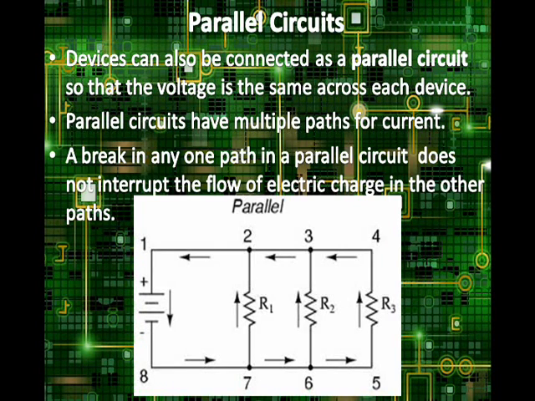If you break any one path in a parallel circuit, it does not interrupt the flow of charges for the electric charge in the other pathways. So let's pretend, like right here, this resistor, we took it out, or it had blown, like maybe it had broken. The pathways for branches 2 and 3 can still be running. It's just branch 1 that would be out of commission.